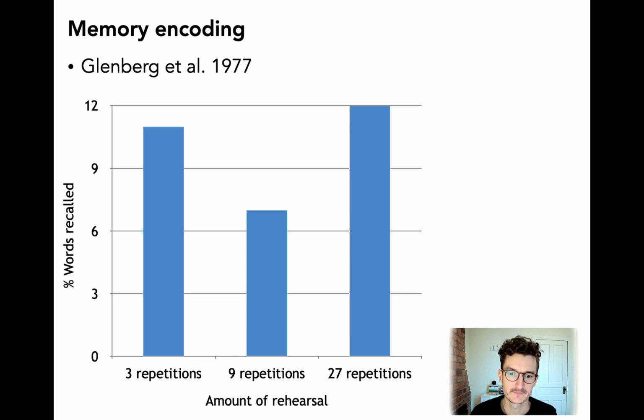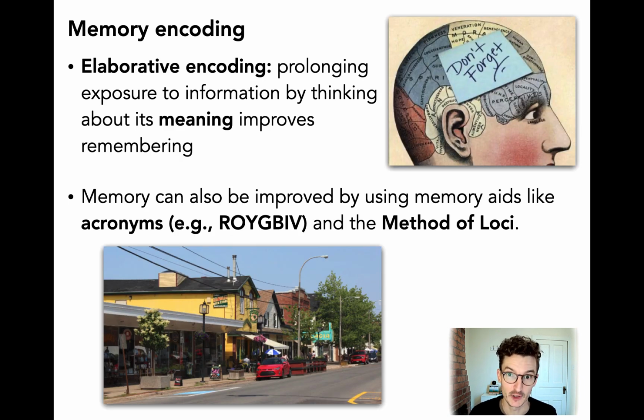And that's the key. If you want to learn the material associated with this class, or other classes, you have to think about it deeply and relate it to yourself in some way. This is known as elaborative encoding: prolonged exposure to information by thinking about its meaning. And elaborative encoding really improves memory. There are a couple of methods or techniques you can use that will help you remember information.